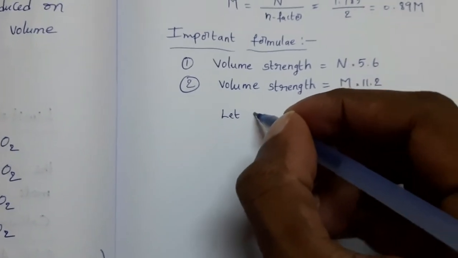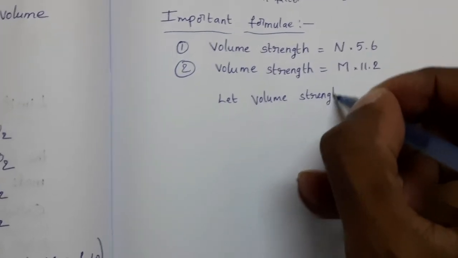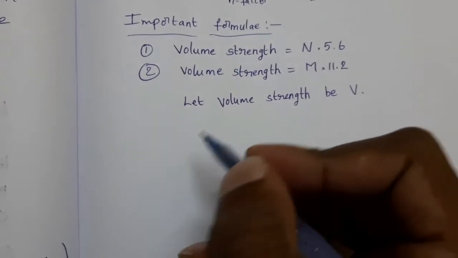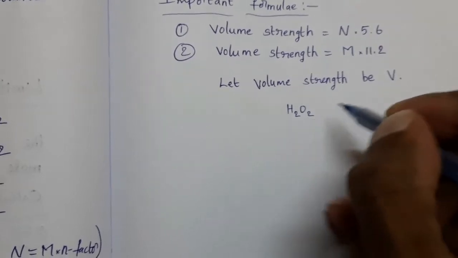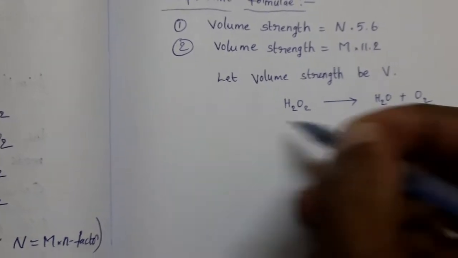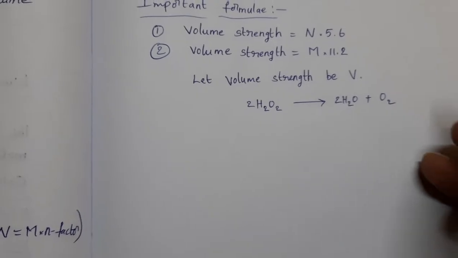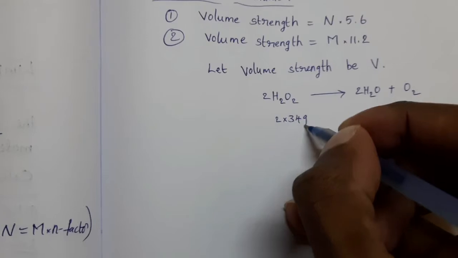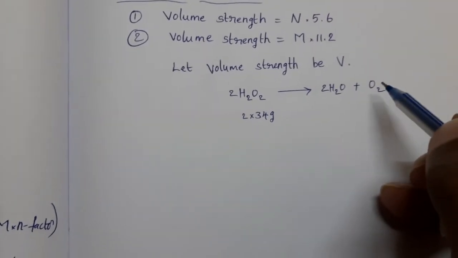Let volume strength be capital V. Hydrogen peroxide dissociation or decomposition equation is H2O2 gives rise to H2O plus O2. Balance this. This is the balanced equation. Now, from this we can say 2 into 34 grams of H2O2 produces 1 mole of O2.